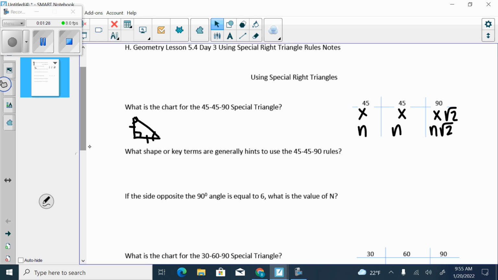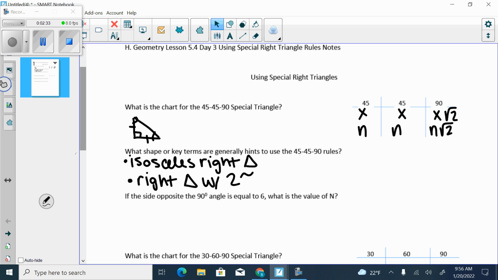So they ask, what shape or key terms are generally used to let you know you have a 45, 45, 90? So let's say they didn't write 45 degrees on those two. How could you still know it was going to be a 45, 45, 90? What could they give you? The 90-degree angle, right? That would tell us that this angle is 90 degrees, but what would they also have to tell us about the other ones? If we have a triangle with two congruent sides, what kind of a triangle is that? Isosceles. So they could just tell you that you have an isosceles right triangle, and you would automatically know that it's a 45, 45, 90. Or they could just tell you that you have a right triangle with two congruent legs, right? They could write it out that way.